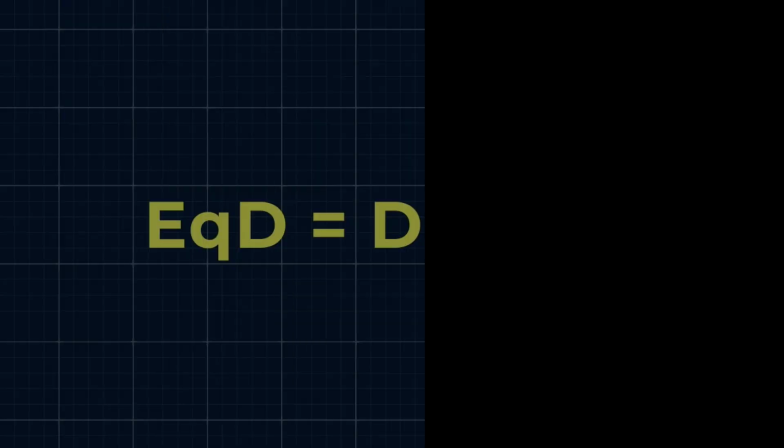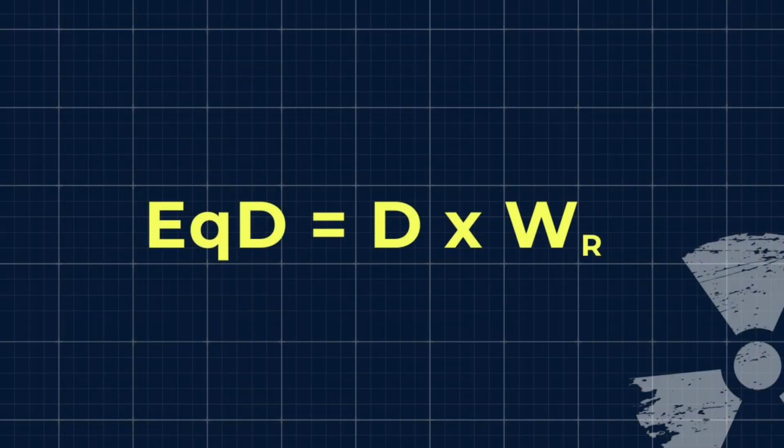Now, if we were to determine what the equivalent dose was, we would use the following formula. Equivalent dose equals absorbed dose multiplied by the radiation weighting factor. Now, while the equivalent dose is measured in sieverts, we will commonly use millisieverts in diagnostic X-rays to express the equivalent dose. All right, so let's try an example.